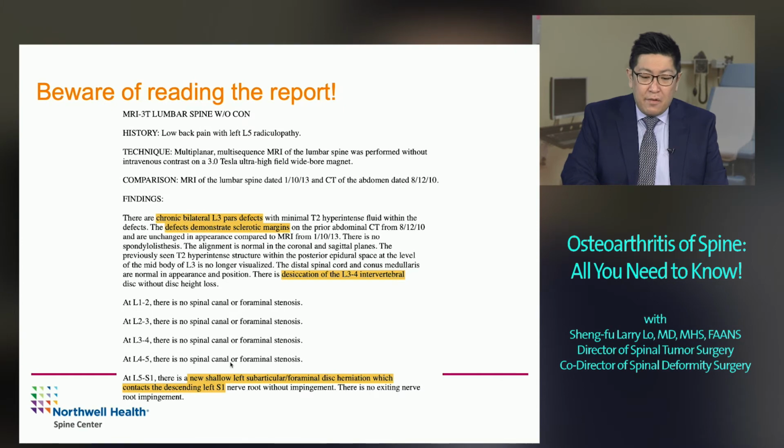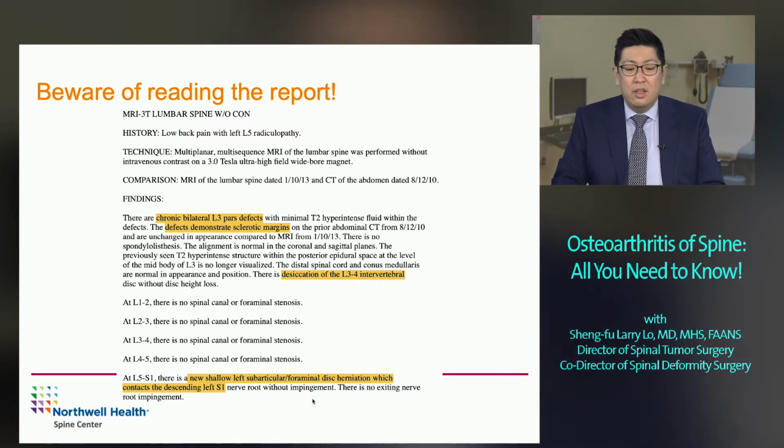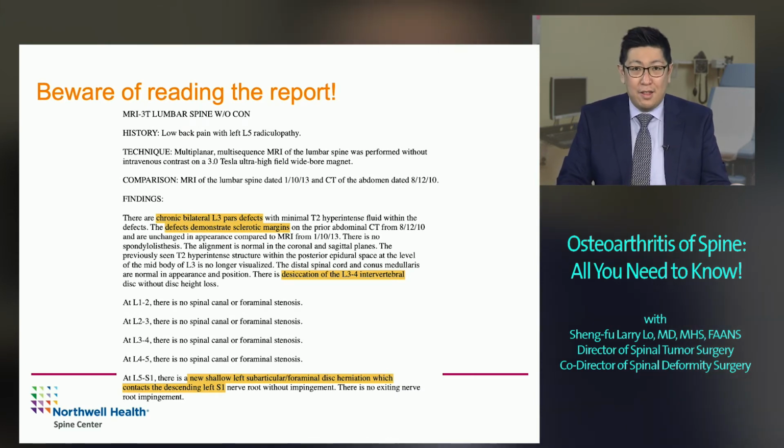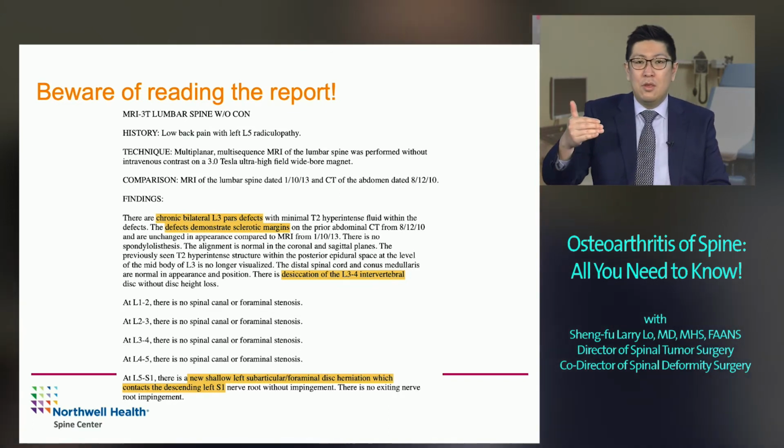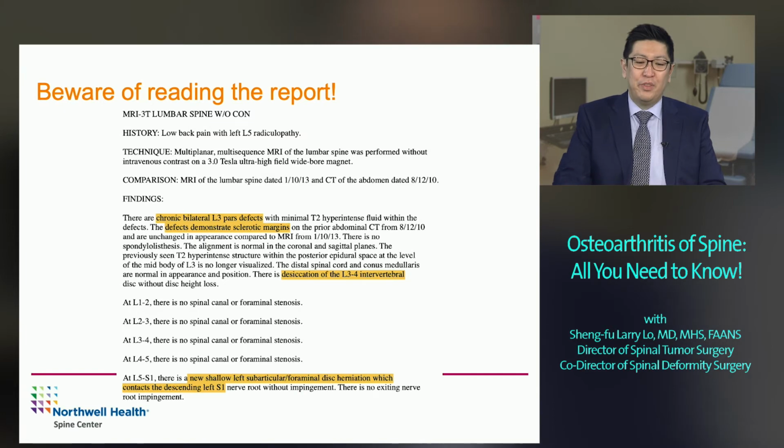And finally, at the very bottom area I highlighted, there's a new shallow left-sided subarticular foraminal disc, which contacts the left S1 nerve root. So again, if you just read that, it sounds very, very concerning, but all it means is that there's a tiny disc bulge that's not even pushing the nerve, but potentially coming in contact with the nerve root. So if you look at this report line by line, for this lovely lady, you would think that they have a lot of problems in their spine.